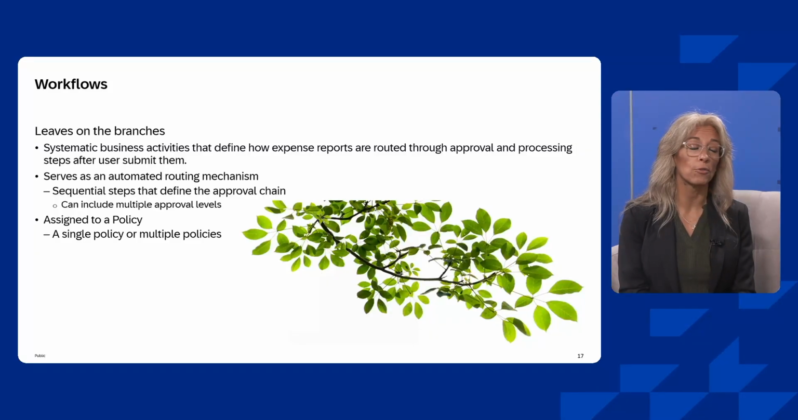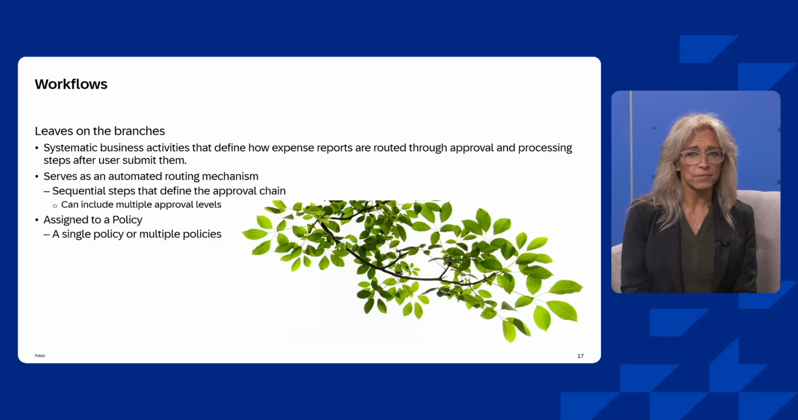So now we're on to workflows. Concur workflows serve as an ending point for the elements of the organizational structure, functioning like those leaves that perform that essential work of processing and routing business transactions. As the tree leaves are the primary sites for photosynthesis and convert sunlight into energy for the entire tree, workflows are the primary processing points for all the business rules and the approval requirements, and they're converted into structured approval sequences.